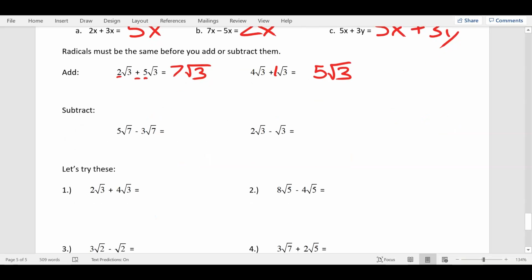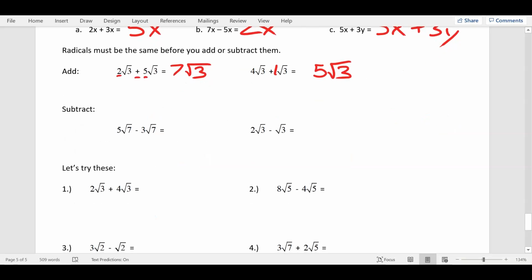Now, subtracting is the same idea. 5 square root of 7 minus 3 square root of 7 is how much square root of 7? So 5 minus 3? 2. Square root of 7 stays the same, right? Again, implied 1 here. 2 minus 1 is a 1 square root of 3, or you can just write it square root of 3.